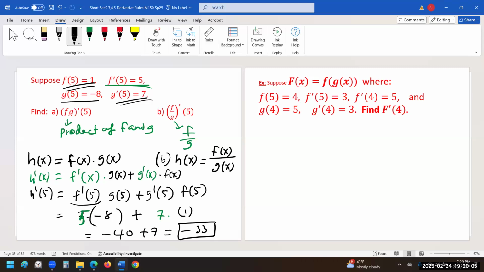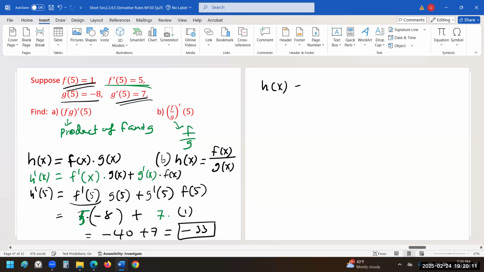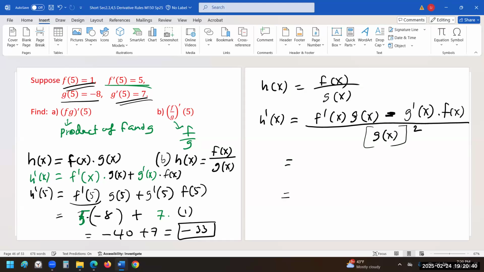The first one. For quotient, we have h of x as f of x over g of x. So all you have to do is take the derivative rule for the quotient. F prime of x times g of x minus g prime of x times f of x, whole thing divided by g of x squared. And then you substitute everything. Then it will be -47 over what? Huh? 64.